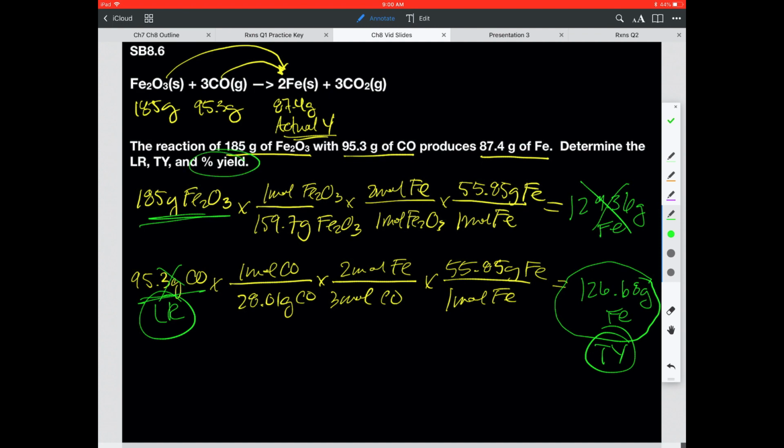And then, last up, it asks for a percent yield, which means I'm going to take my actual, because percents are always piece over the whole. So my actual yield is the piece. My whole is what I was supposed to get, multiplied by 100, and that's going to give us our percent yield. Yes? Does that make sense?